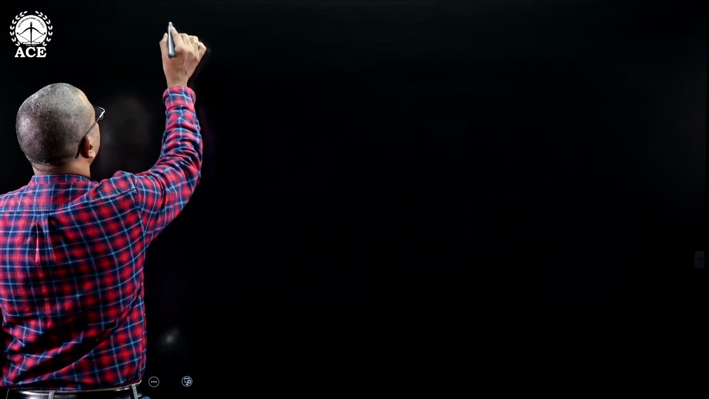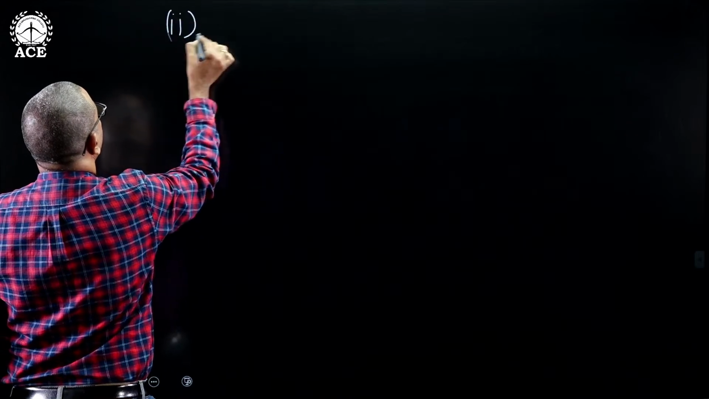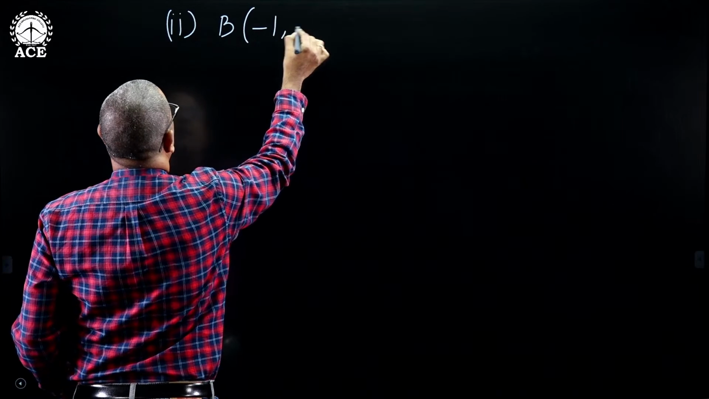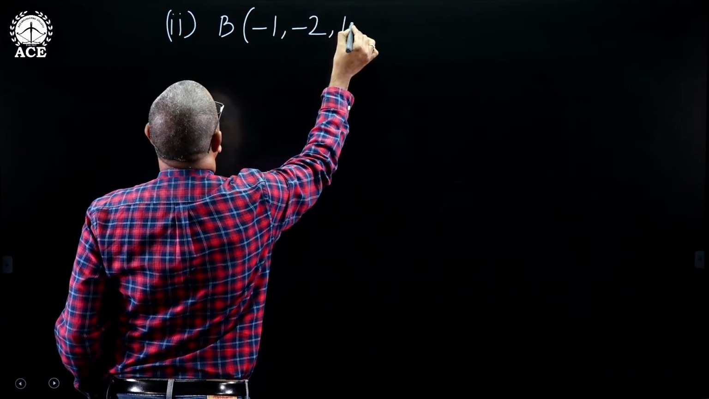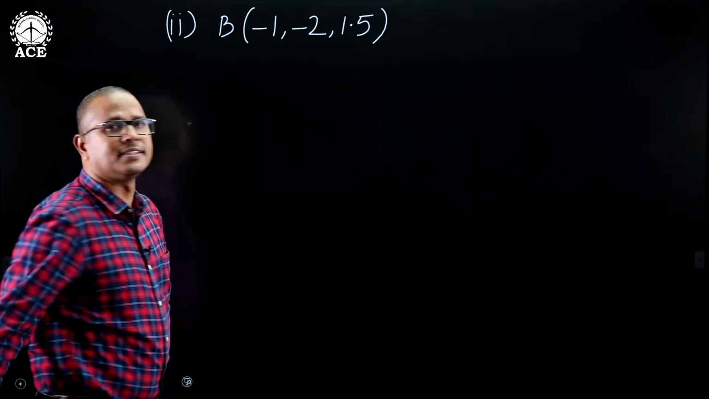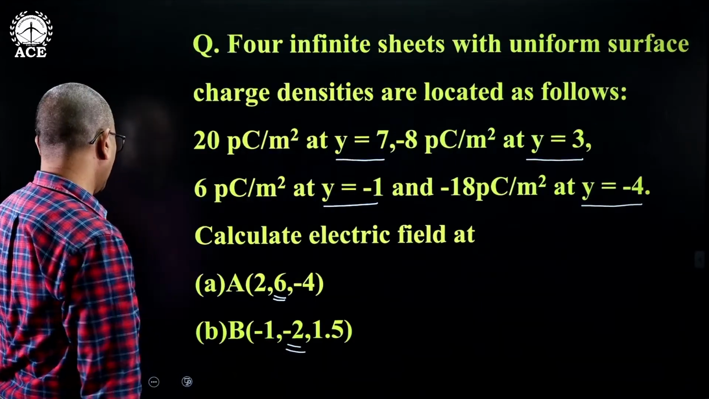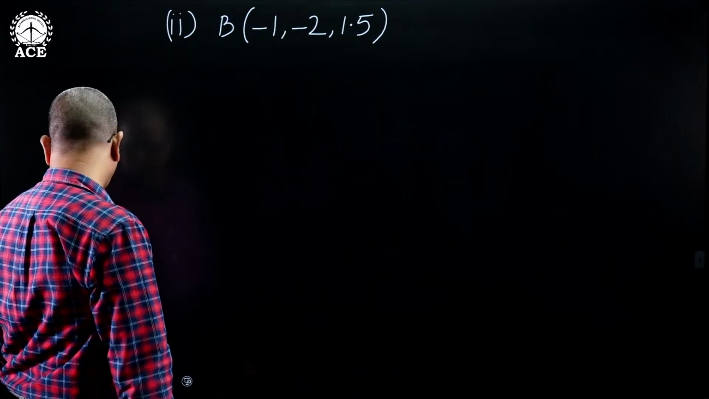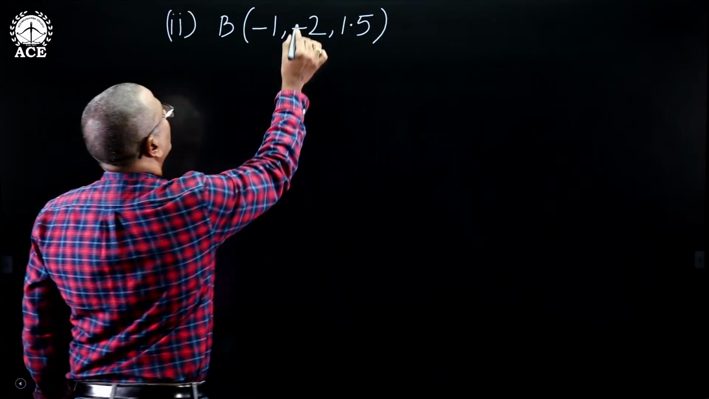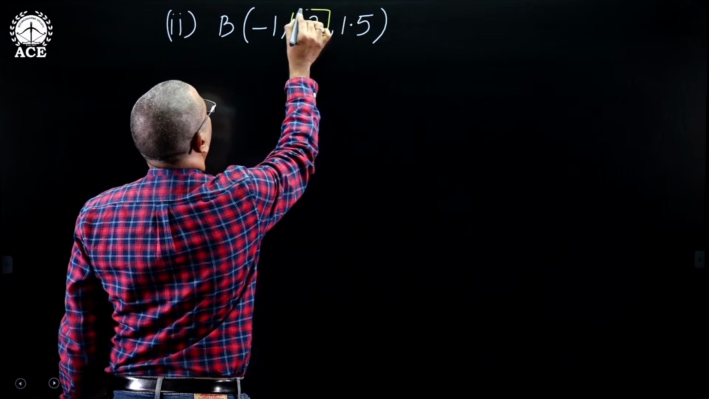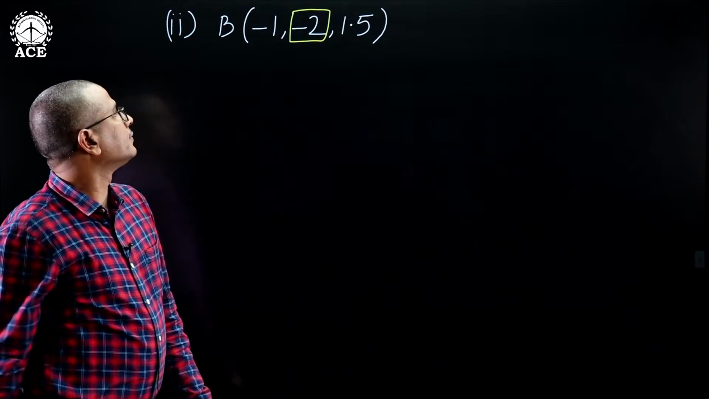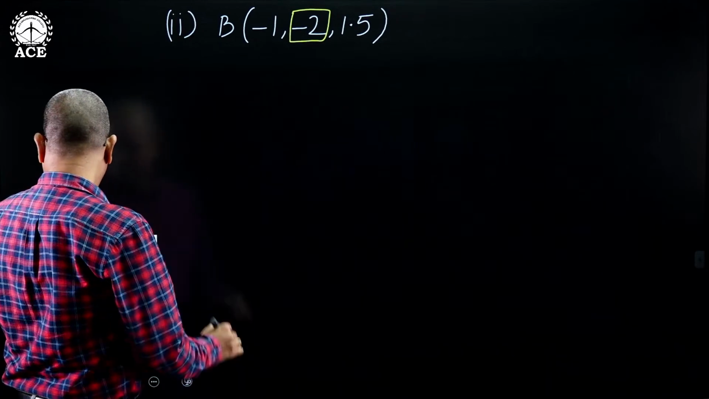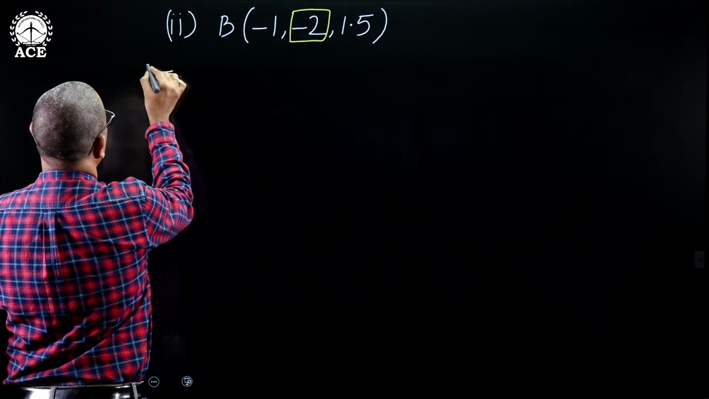Yeah. B: -1, -2, 1.5. The x and z coordinates don't matter, dear students. So what we have is -1, -2, 1.5. You should focus here only on the y coordinates because the sheets are located in y equal to constant planes. That's all. Okay, now, what is your electric field?